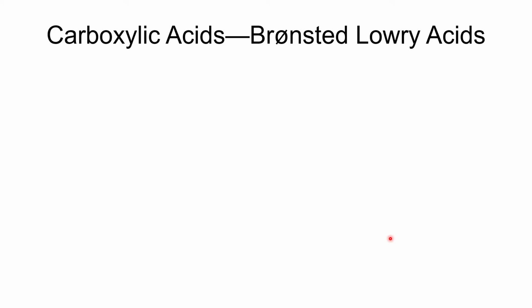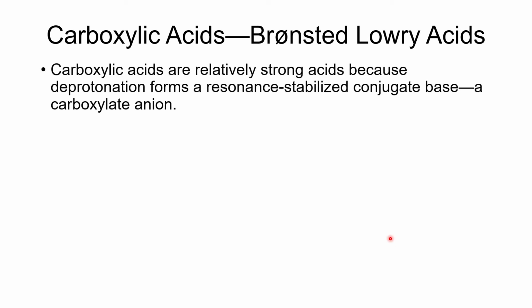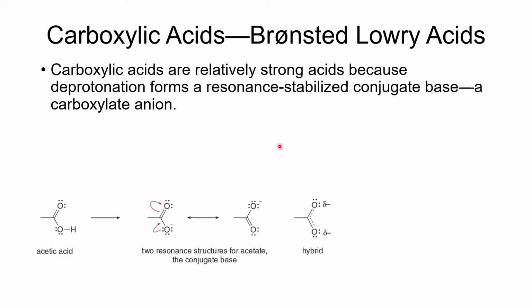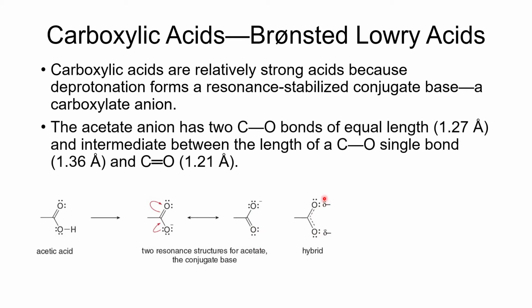All right, so let's look at the carboxylic acids as Bronsted-Lowry acids again. So they're relatively strong acids compared to some of our other things, and they will form these resonance stabilized conjugate bases. So when you deprotonate, you will get this as one of your structures and this as the other structure. Our hybrid is going to have partial negative charges on both of the oxygens.